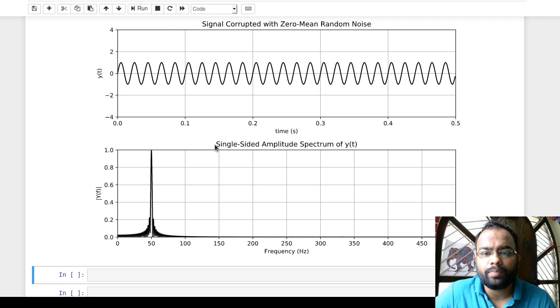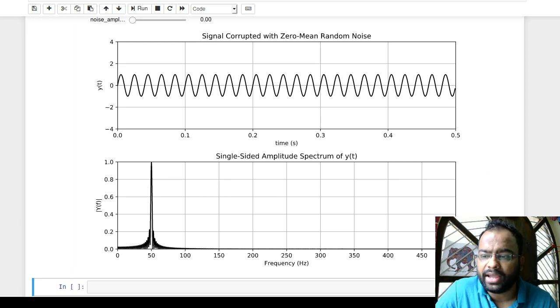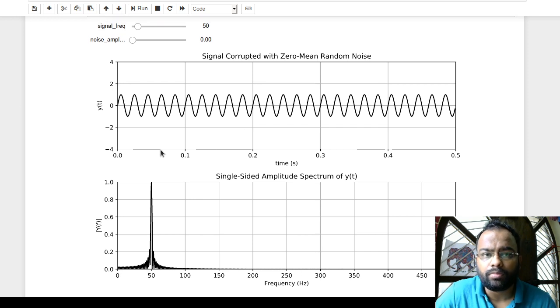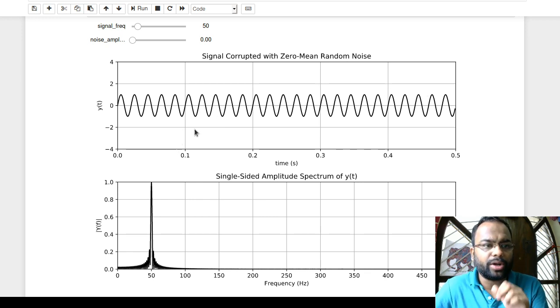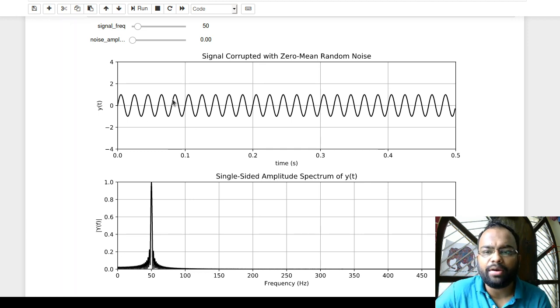Okay, so look at this one. What do I have here? I have a signal, right? A pure sinusoidal signal of 50 hertz, right? So try to understand the idea behind this. So I have a pure sinusoidal signal of 50 hertz, right?